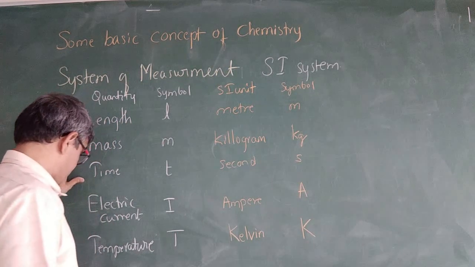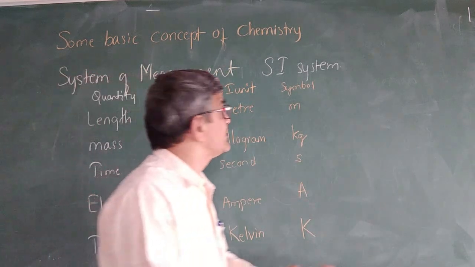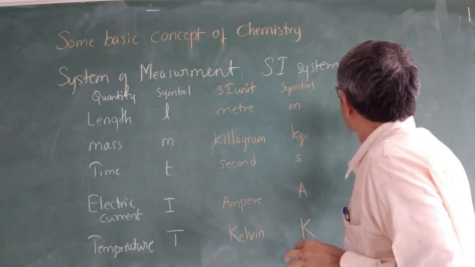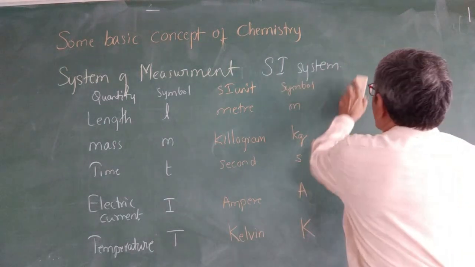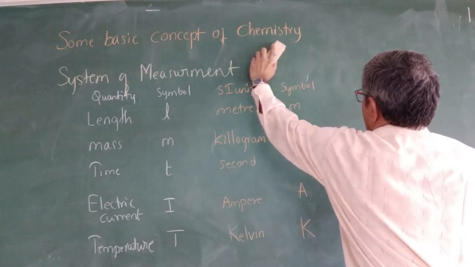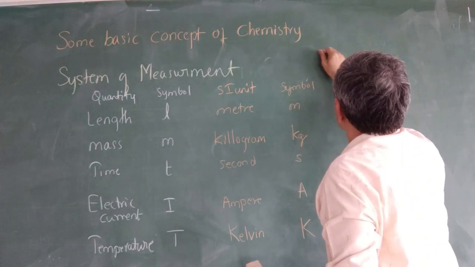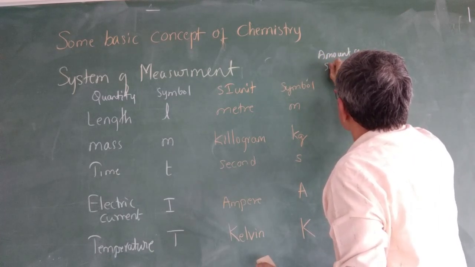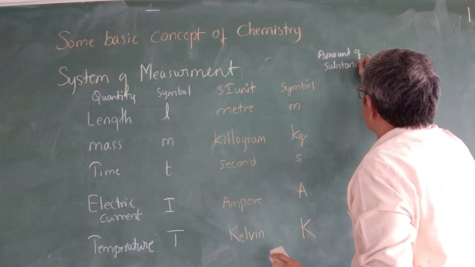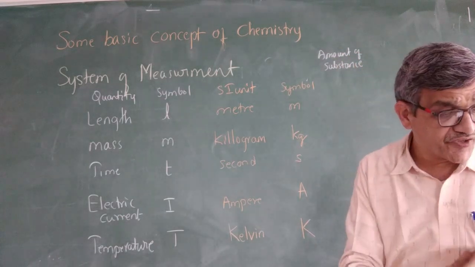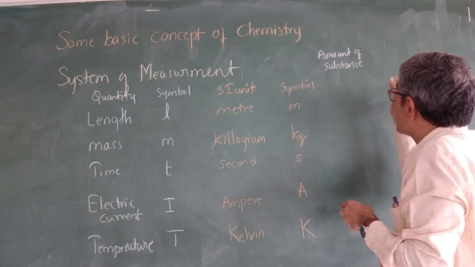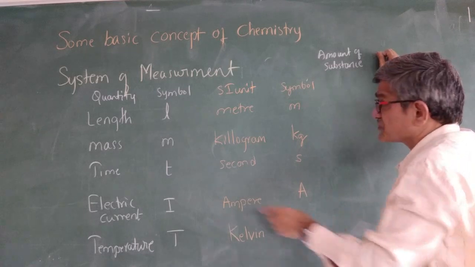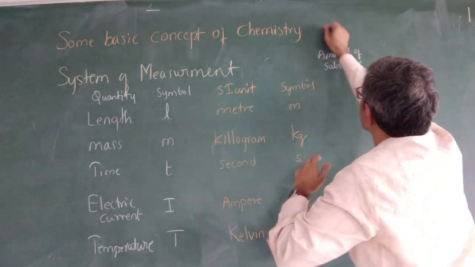Okay, length, mass, time, electric current, temperature. Next, amount of substance. Amount of substance is measured in terms of the mole. Amount of substance is a quantity.